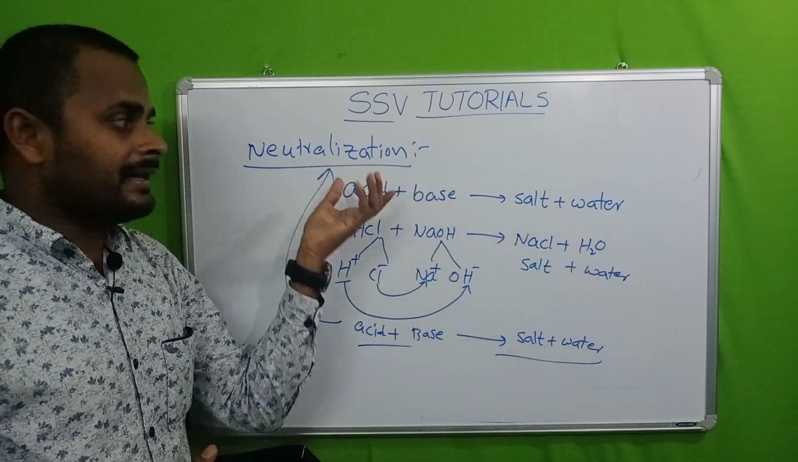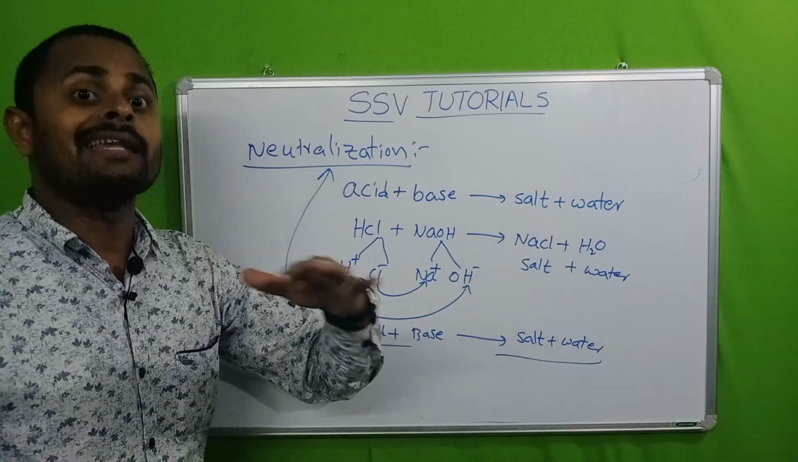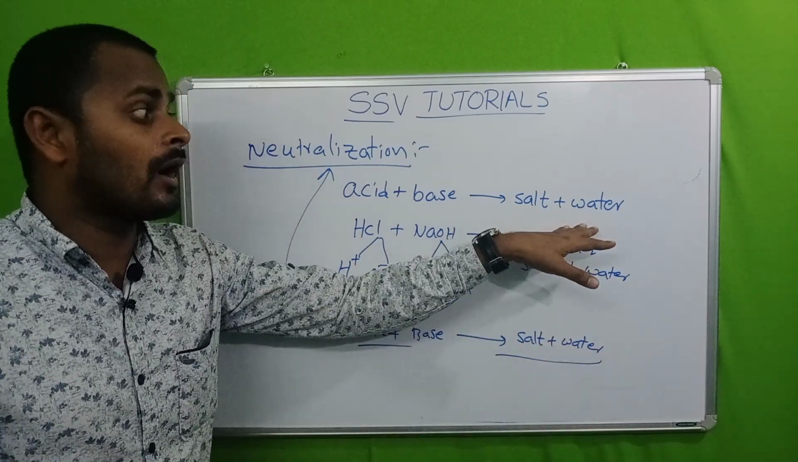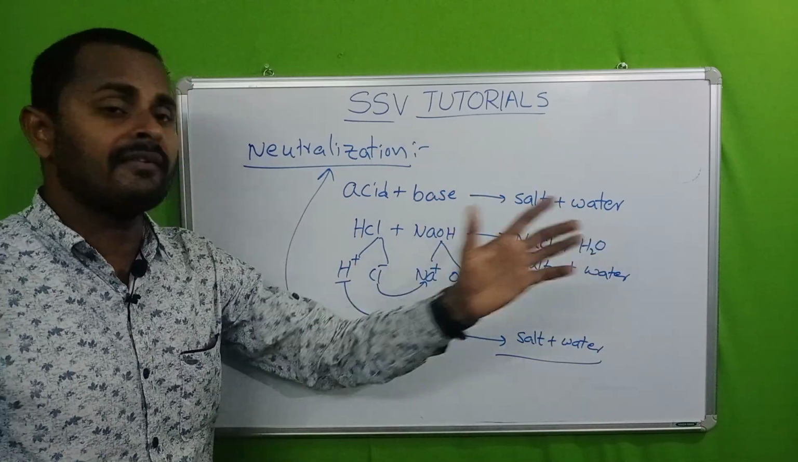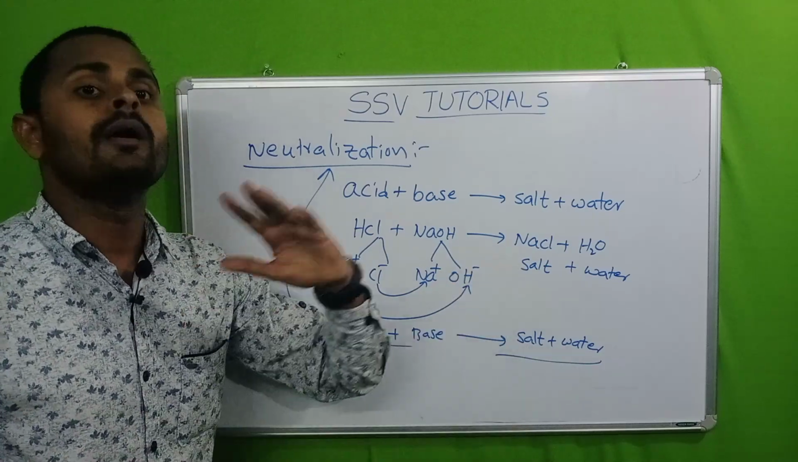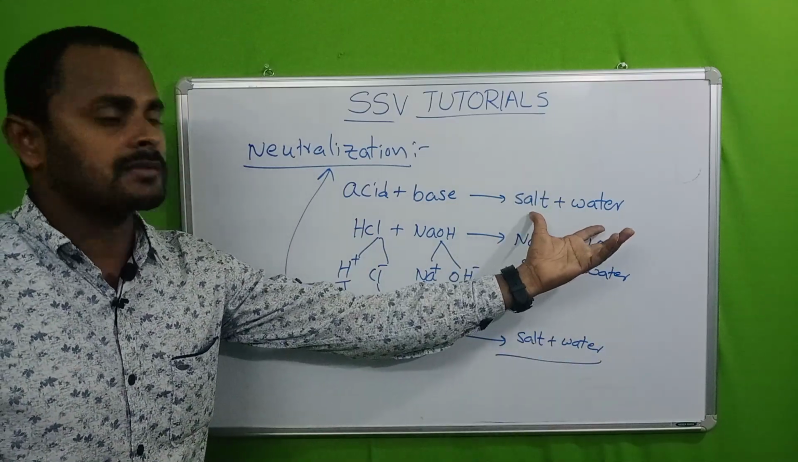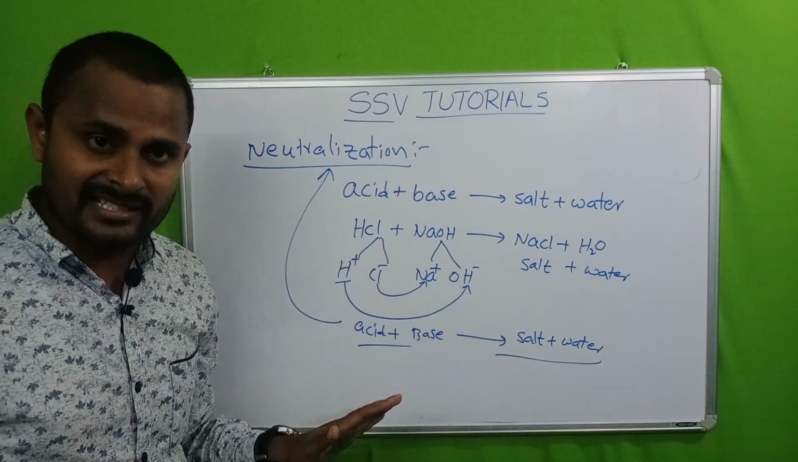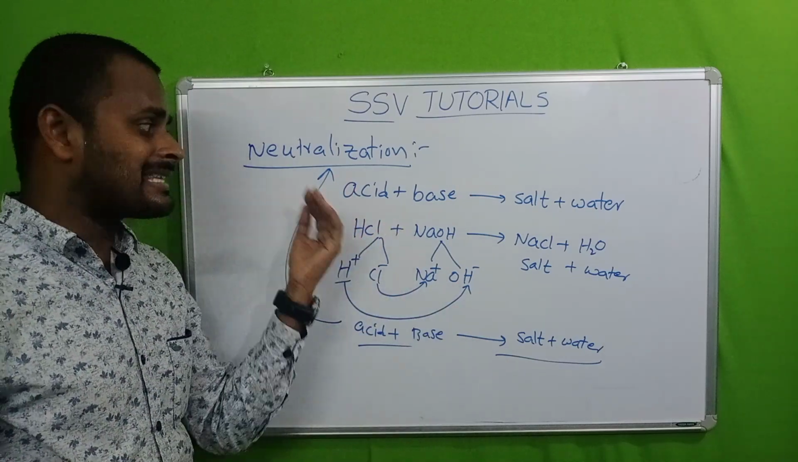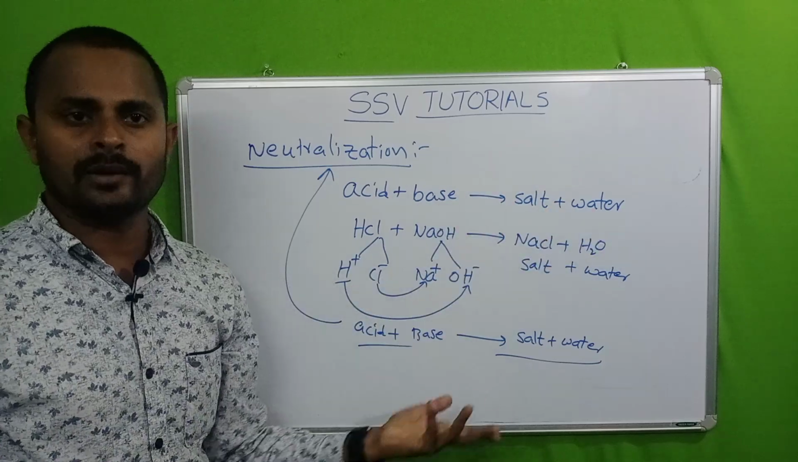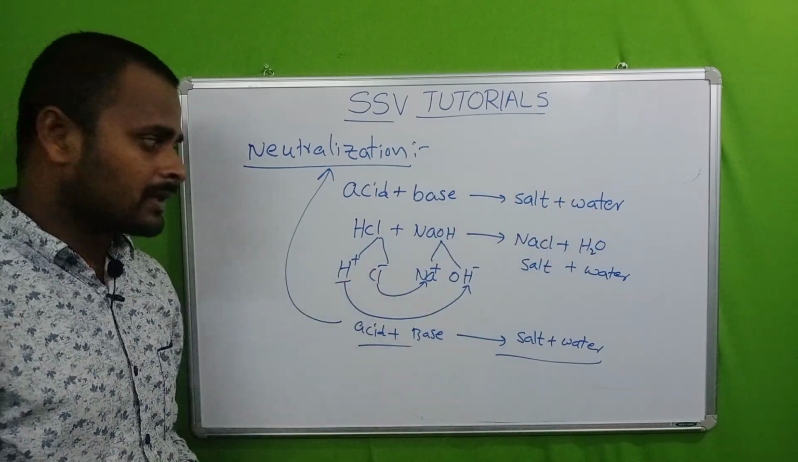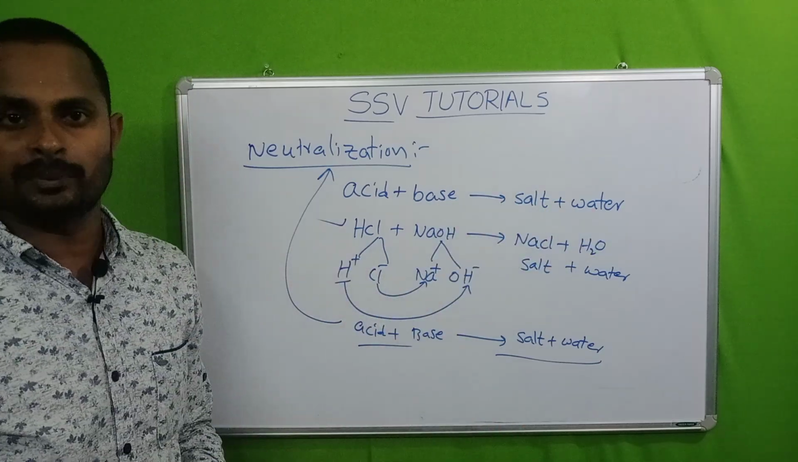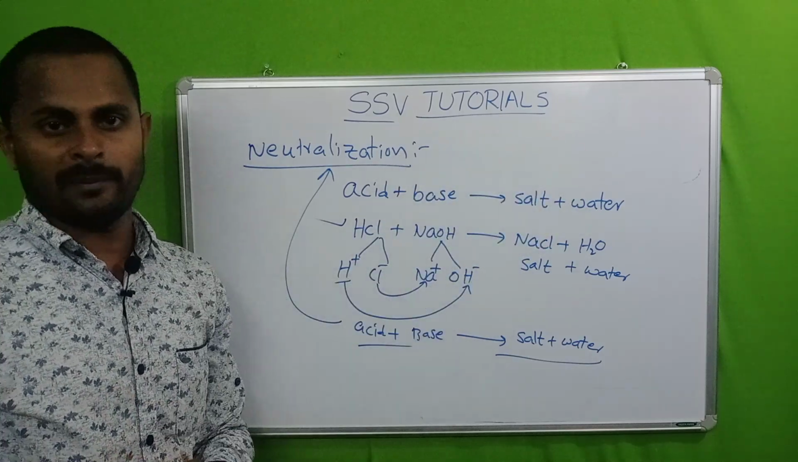Here neutral means there is no acidic property and no basic property in the forming products. The products have no acidic quality or basic quality. That kind of products are formed here. That is why this reaction is called neutralization. So neutralization means acid reacting with base to form salt and water. Do practice this kind of examples. It is helpful in your examinations.